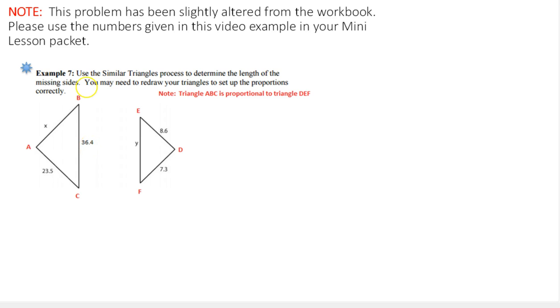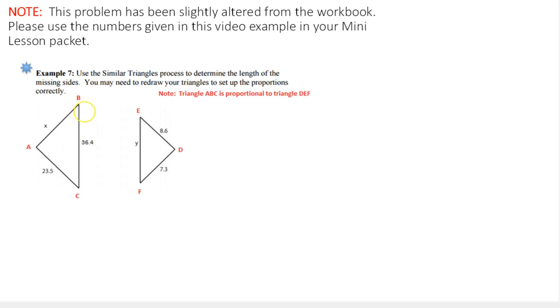So let's read the question. Use the similar triangles process to determine the length of the missing sides. You may need to redraw your triangles to set up the proportions correctly. And then there's a note here that says triangle ABC is proportional to triangle DEF. That means that these two triangles, ABC and DEF, are similar triangles.